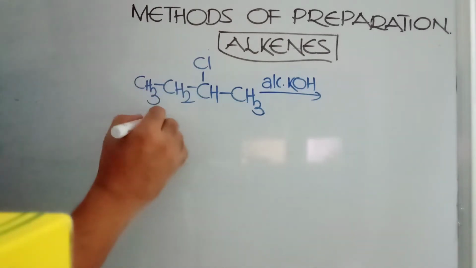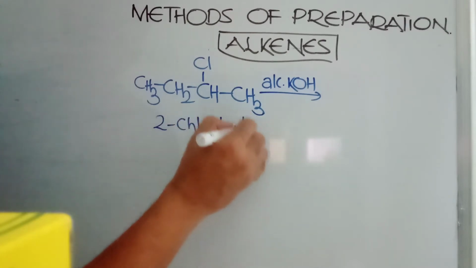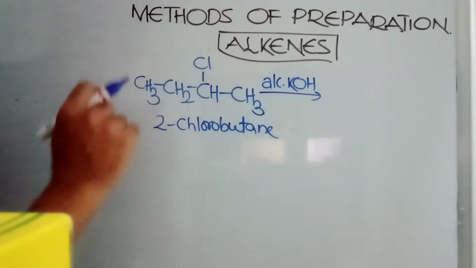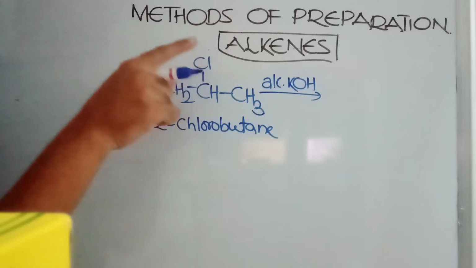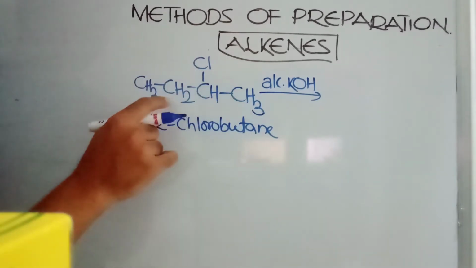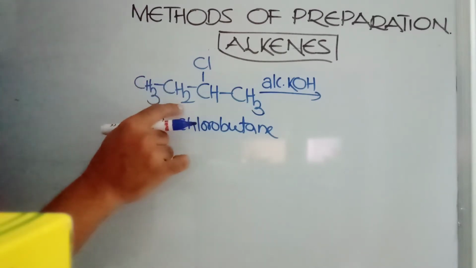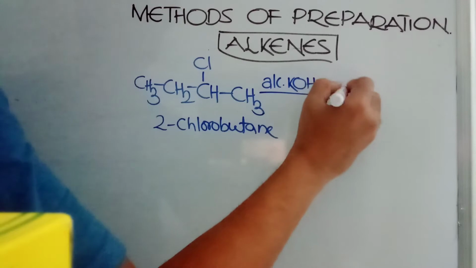This is 2-chlorobutane. When 2-chlorobutane is treated with alcoholic KOH, chlorine leaves from here, and hydrogen is lost from the carbon which has the lower number of hydrogens. So from here hydrogen will go. This rule is called Saytzeff rule.